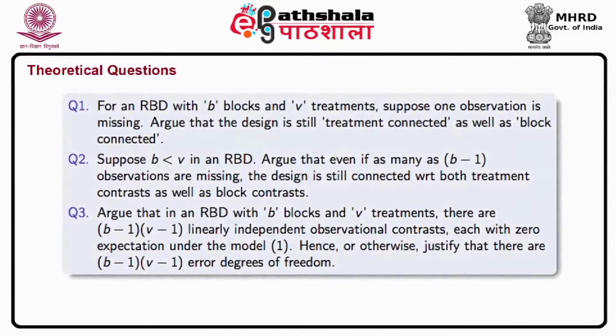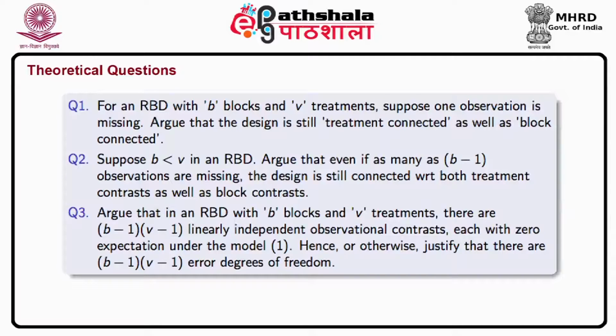Okay, let's take up question number 1. For an RBD with B blocks and V treatments, suppose one observation is missing. Argue that the design is still treatment connected as well as block connected. Recall, treatment connected means all treatment differences are estimable and block connected means all block differences are estimable, and we know this is trivially true in an RBD setup. But now you are saying that in an RBD setup one observation is missing. It could be any one from any place. There are altogether B into V observations, and one is missing.